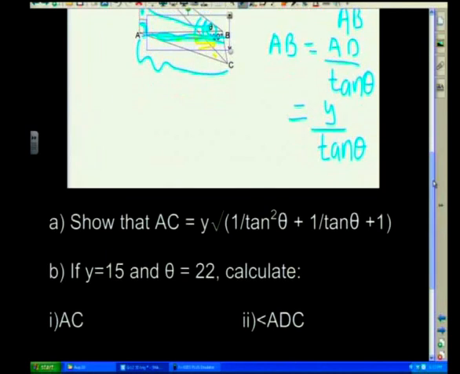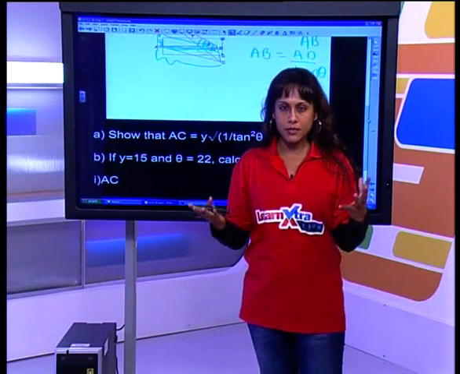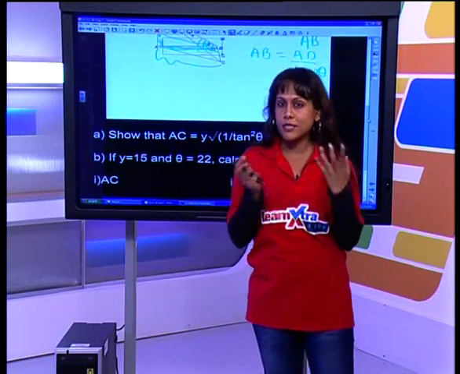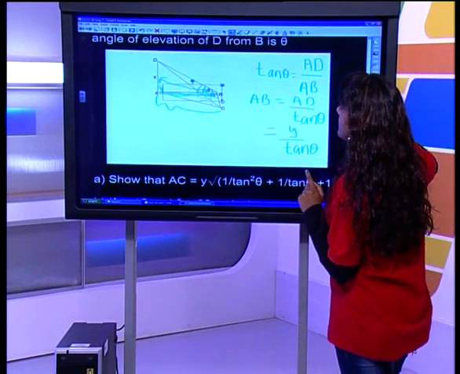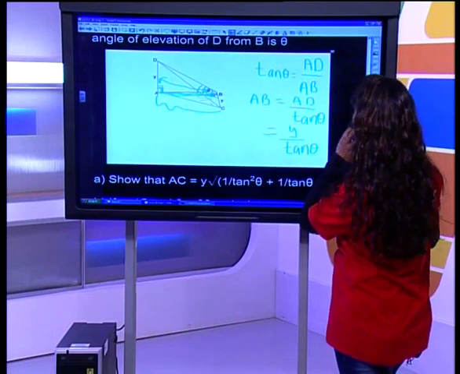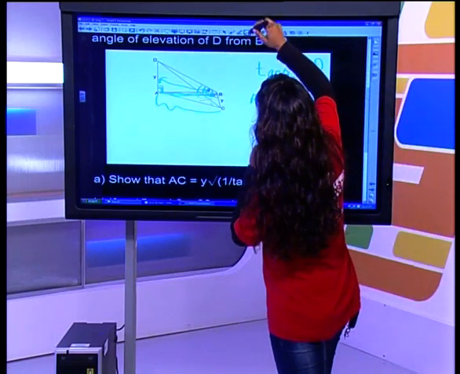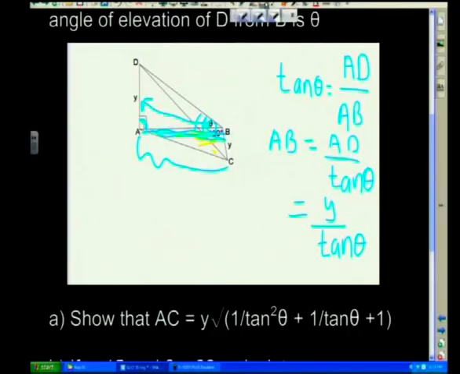If you're looking at the question, they want you to find AC, and you started off a little bit confused. Hopefully you're feeling a little bit better because now we've got this Y and the tan theta. Y over tan theta is side AB. I'm just going to erase all of these marks that I've made on this drawing so that you can see what's going on here. There we go, that's better.